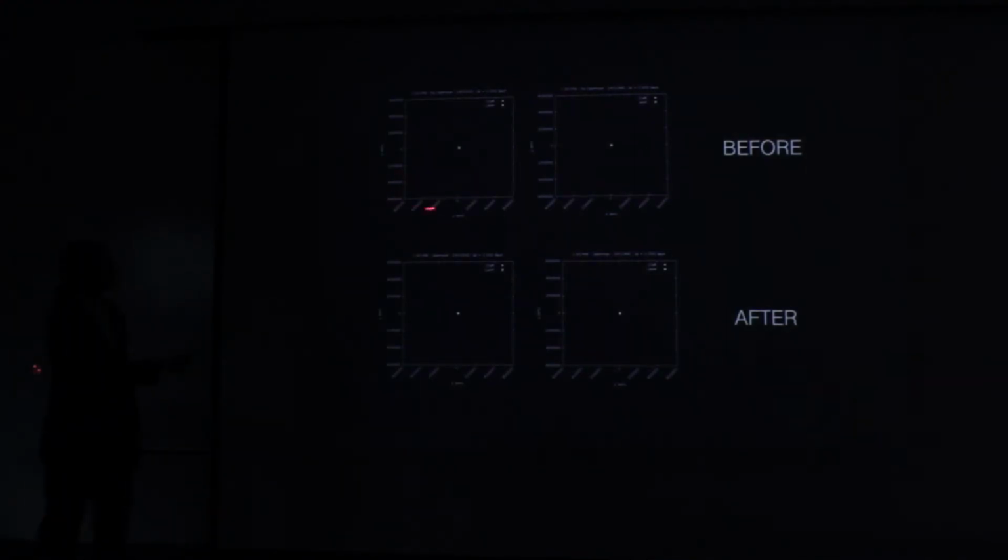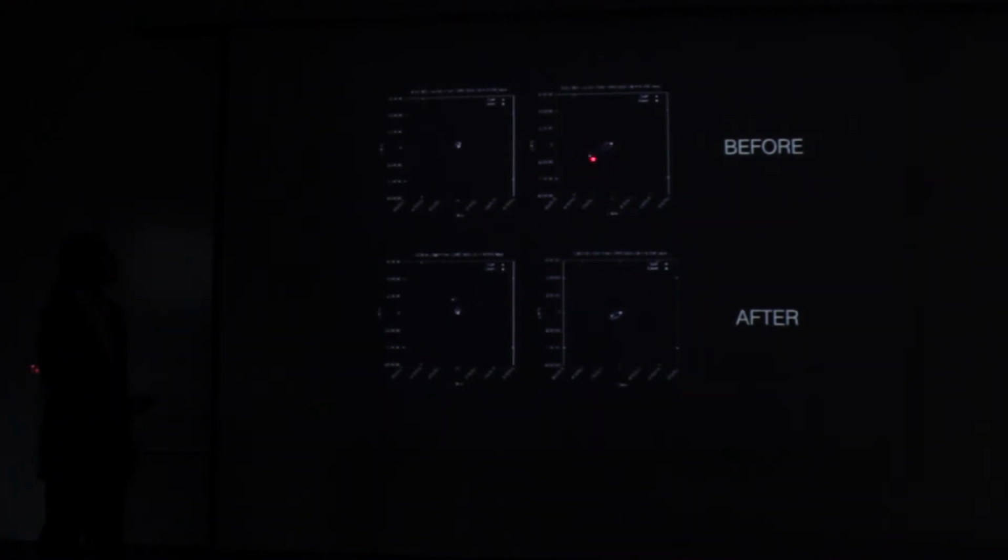These two are the animation before we implemented the optimizer, and these two are after. At first it seems pretty much the same, and even this one will seem a little bit better than this one. Let's see. Oh, it's a little bit slow. You can see that this one seems like it's going a little bit further than this one with the optimizer.